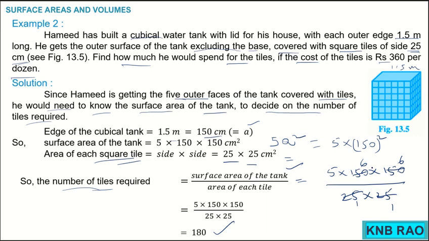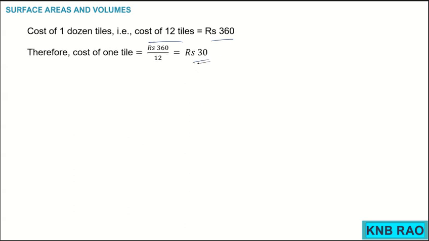So, to have a simple calculation, we avoid multiplying and we prefer cancelling. Here, the number of tiles required is 180 and the cost of 1 dozen tiles is 360 rupees. Thus, the cost of 1 tile will be 30 rupees. You know how to use the unitary method, and the cost of 180 tiles will be 180 into rupees 30, which gives you rupees 5400. Students, these are the working steps to be written while solving these questions.